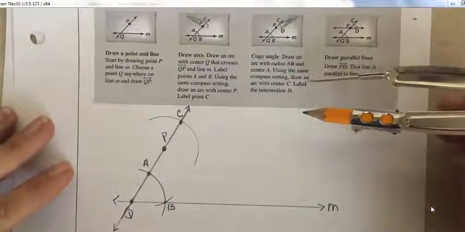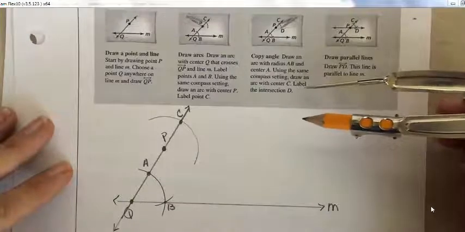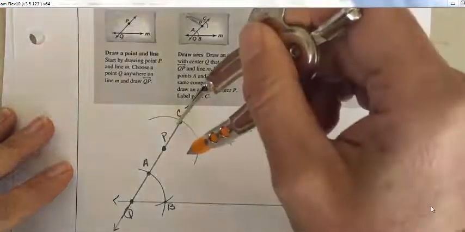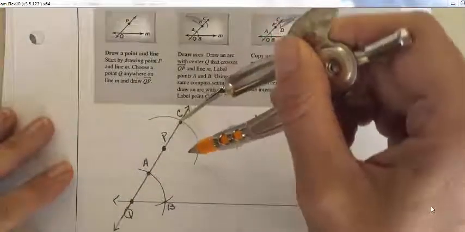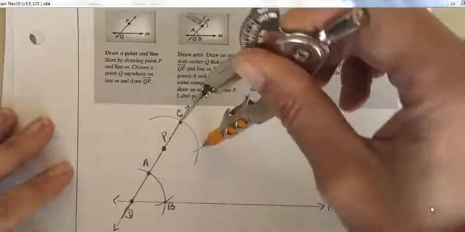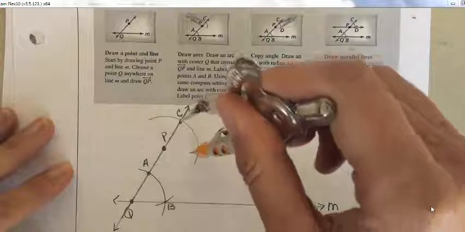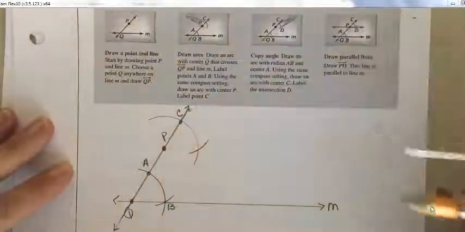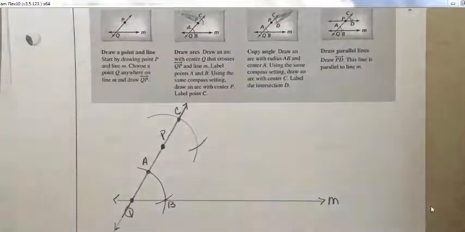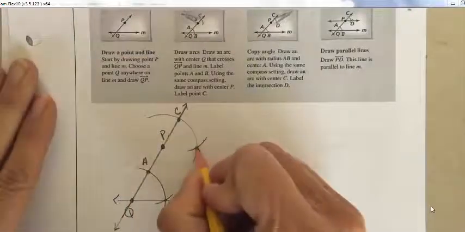Using the same compass setting, draw an arc with center C and label the intersection D. So I'm going to come over here. I'm going to do the exact same thing. Oops. Let's try that one more time. Okay. And this intersection is point D.